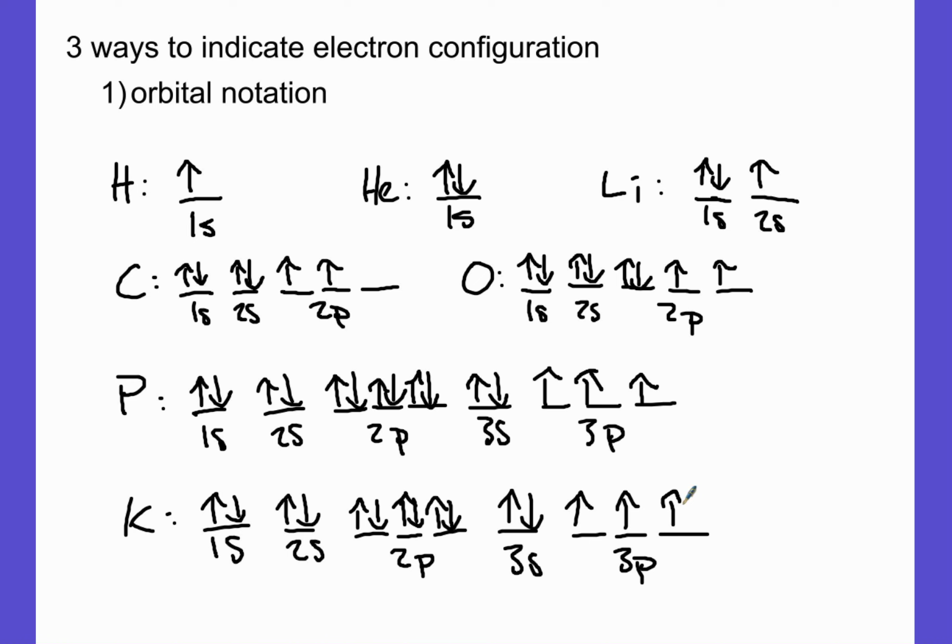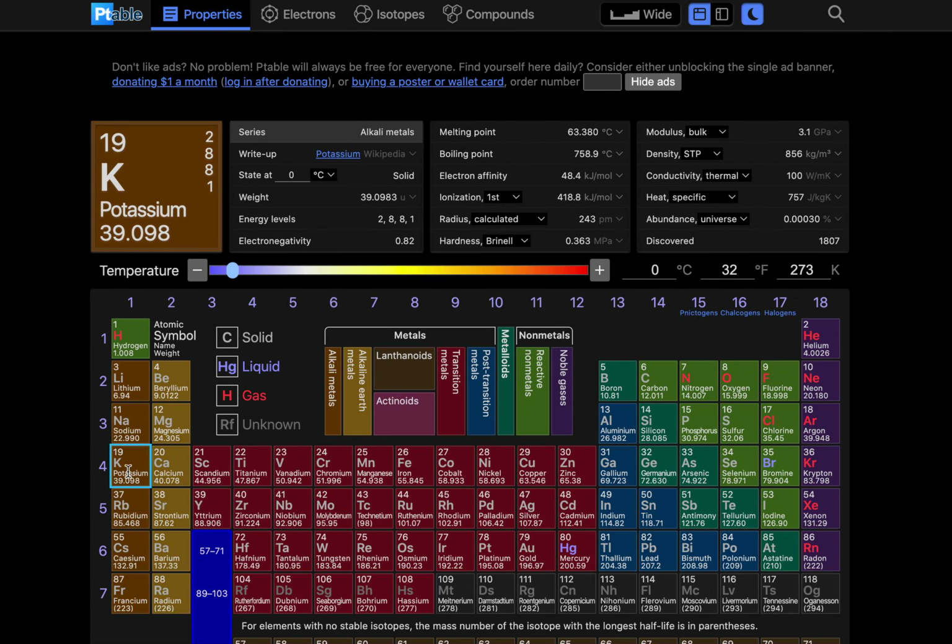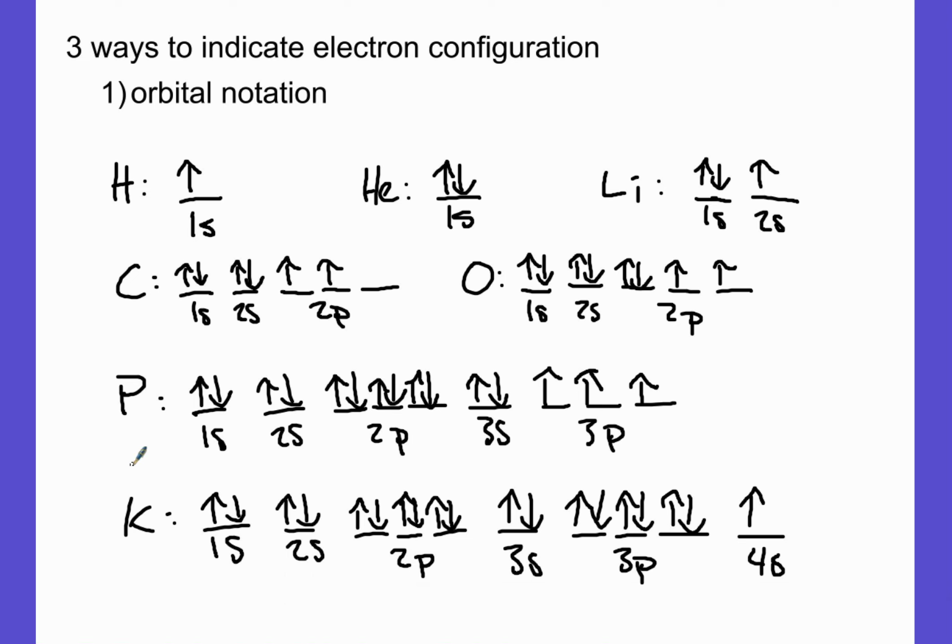Even if I know this 3p is going to be full, it doesn't take me any longer to do it this way. It's better practice. But after 3p is 4s, and I just need 1 more electron there because potassium again is in the first column. So I should have enough electrons. I can count them to check, but I'm pretty sure this is right. That's how you do orbital notation.